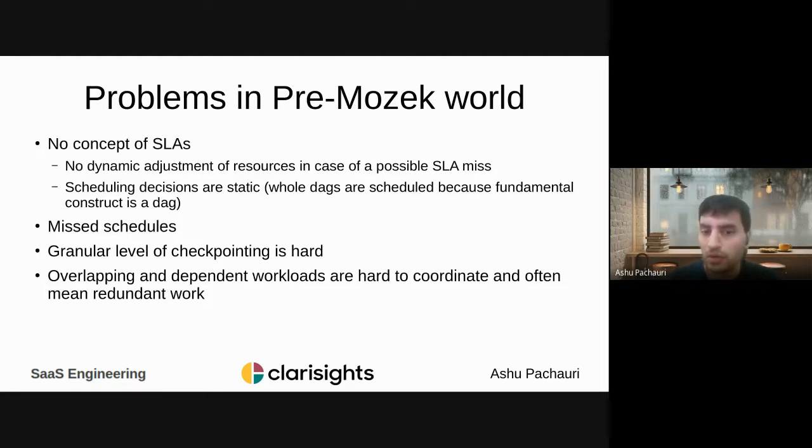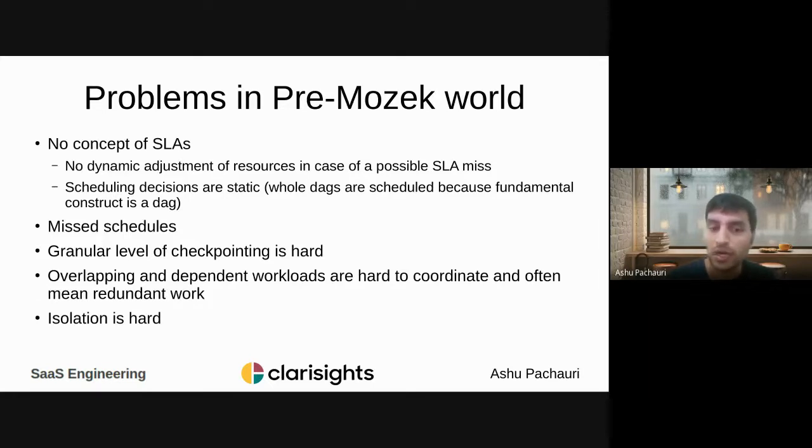Overlapping and dependent workloads are also really hard to coordinate. You have to do distributed locking to make sure that two things don't run together. And even if you do locking, how long do you wait before you release a lock? It's possible that you might actually starve other things that are conflicting. So these are also problems when you are running things as a pipeline.